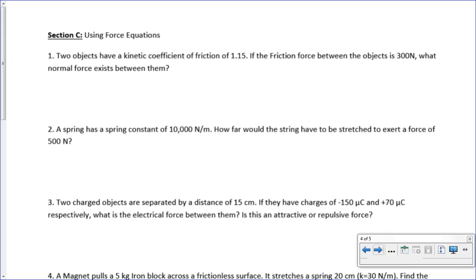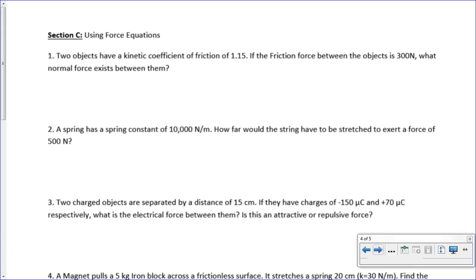All right, going on to the back here, we're starting on some of these problems. Hopefully, these shouldn't be too hard. We've had a bunch of practice. We had a quiz on this, so we'll just go through it pretty quick. So it says two objects have a kinetic coefficient of friction of 1.15. If the friction force between the objects is 30 newtons, what is the normal force that exists between them?